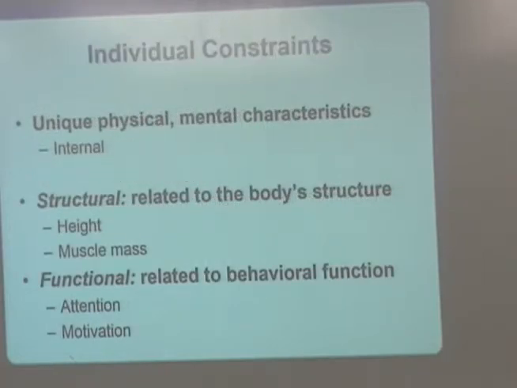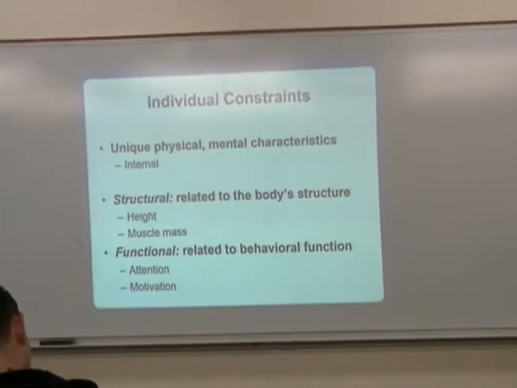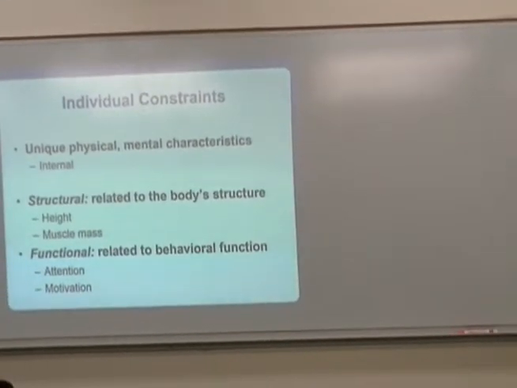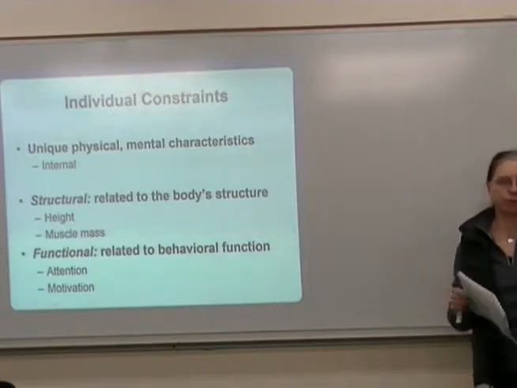So structural individual constraints are literally that. Anything to do with the body, with the actual building of the body. So someone's height is a structural constraint. Someone's muscle mass is a structural constraint. They got big feet or little feet, that's a structural constraint. Right? The reason, hold on, let me finish. Functional is behavioral. So how they're feeling on a particular day. What are they thinking about? What's bothering them?